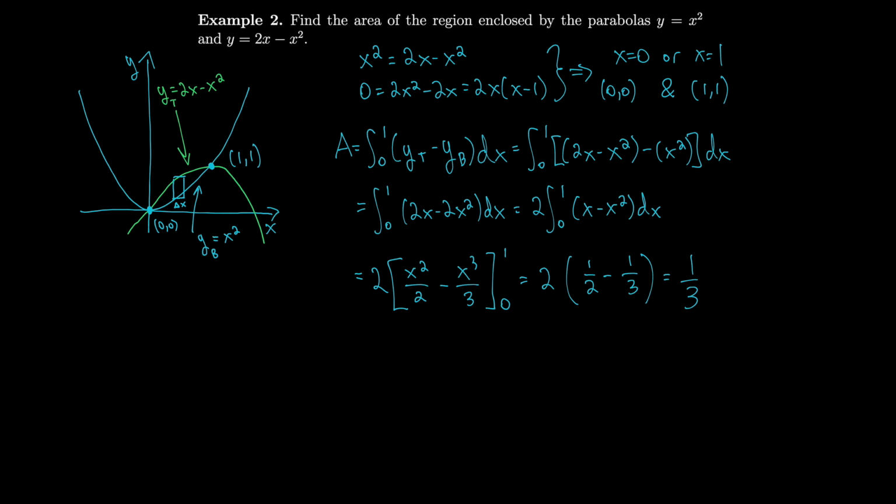So notice when you do these problems, you have to be very careful of which function is going to be on top or bottom. You might assume, oh, y equals x squared, that's a nice happy parabola, minus x squared, that should definitely be below it. But it turns out the region enclosed by these two guys actually is the reverse of what you might expect.